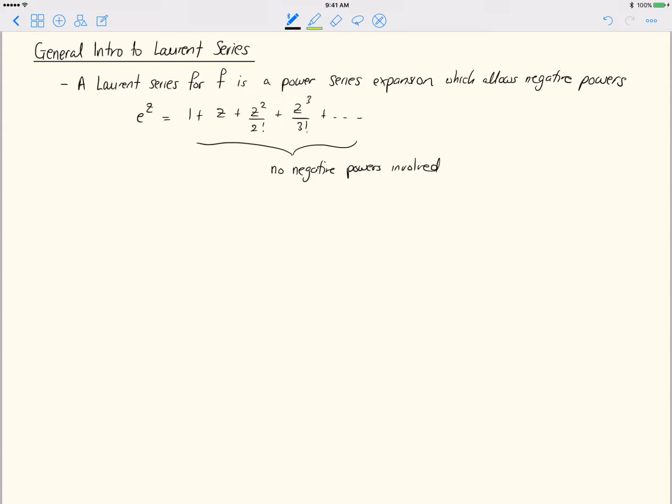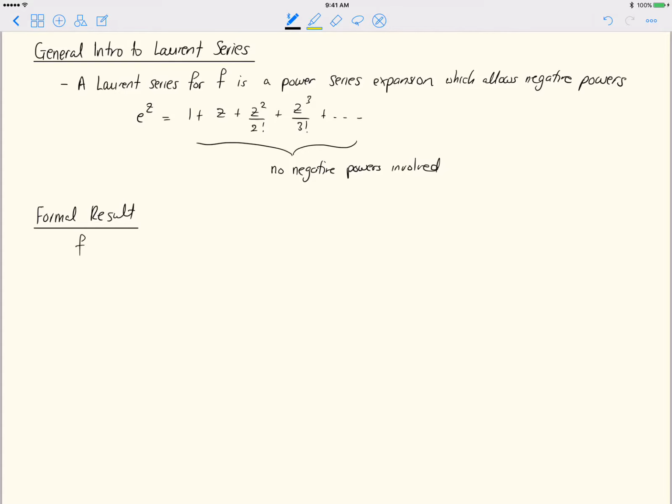So a Laurent series is not some very abstract foreign concept. It's just taking the idea of a Taylor series and extending it to something where you are allowed to include negative powers. That's pretty much all it is. Now, let me write the formal result for Laurent series. Okay, so the formal result is as follows.